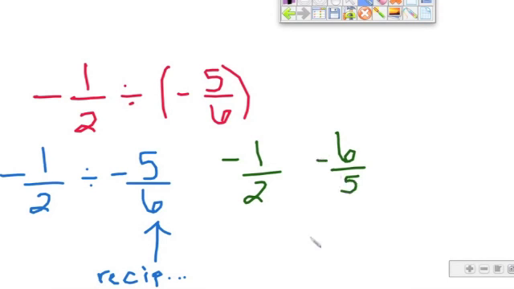It doesn't matter where you put the negative sign. When you take the reciprocal of the second fraction, you change the sign. It's no longer division, it's now multiplication. And then you just multiply straight across. Negative 1 times negative 6 gives you positive 6. 2 times 5 gives you 10. Can I reduce this fraction down? I sure can, to 3/5. So positive 3/5 would be your answer.